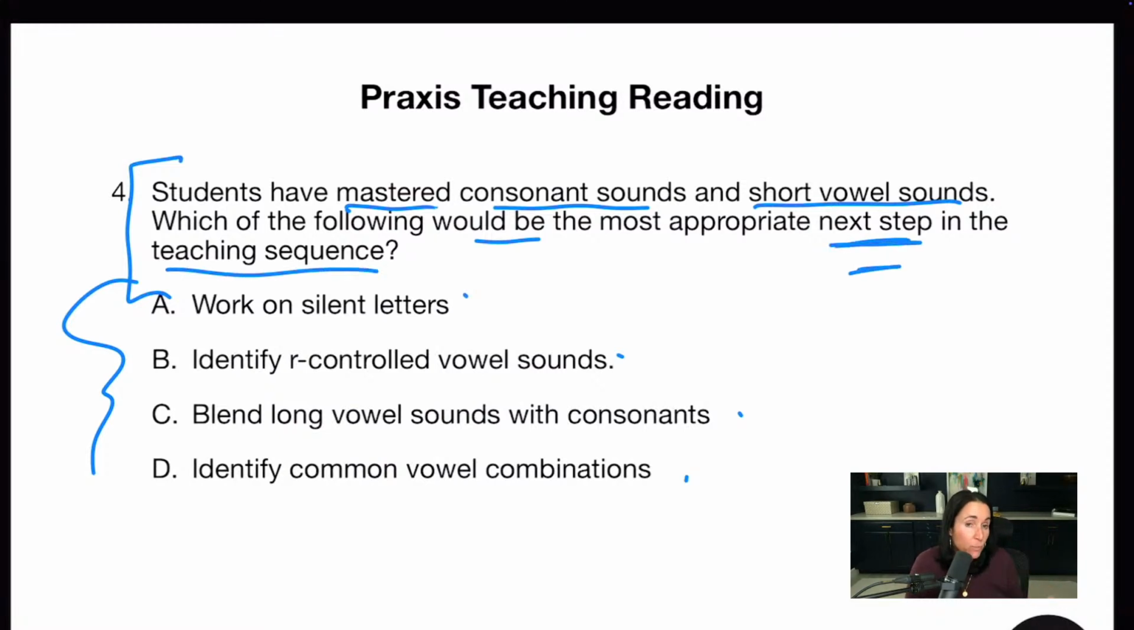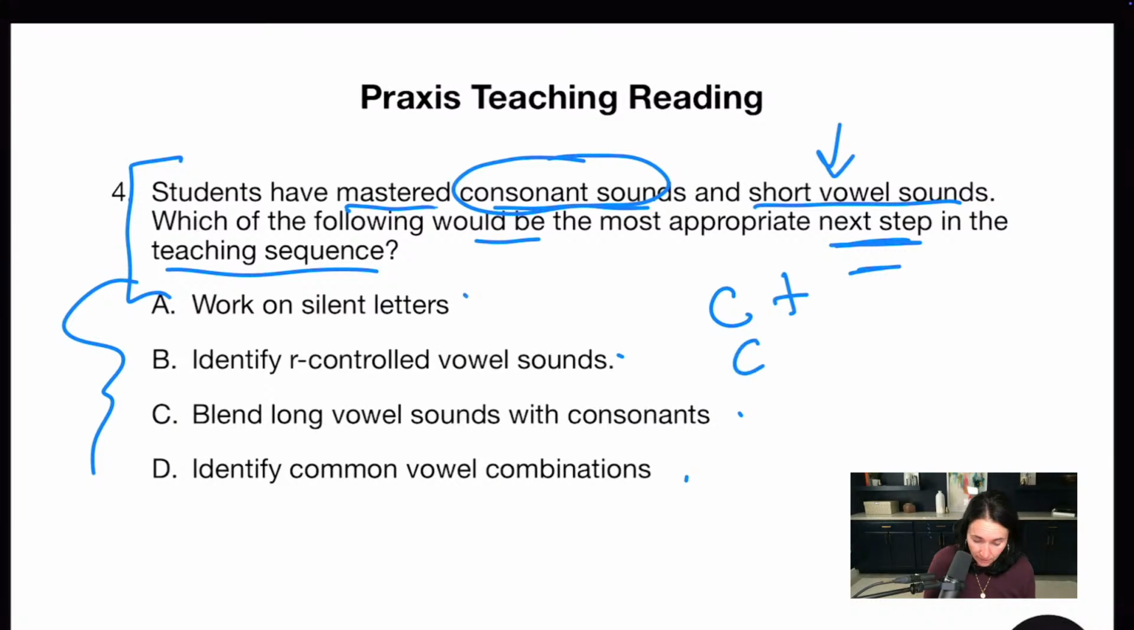Okay, this is where you have to understand the progression of skills, or the continuum. This happens to be phonics because we're talking about letter-sound correspondence here, and this is acquired systematically. First, they start with consonant sounds, like k and t. Then we might add a short vowel sound like we've done here: k, a, t, cat.